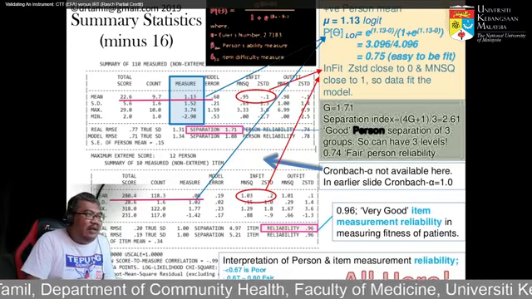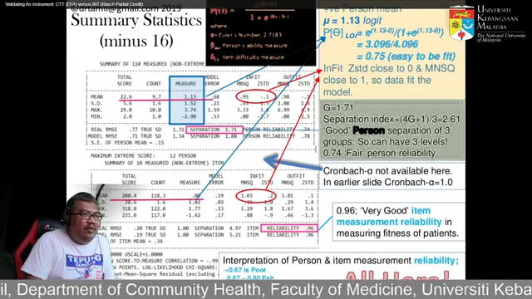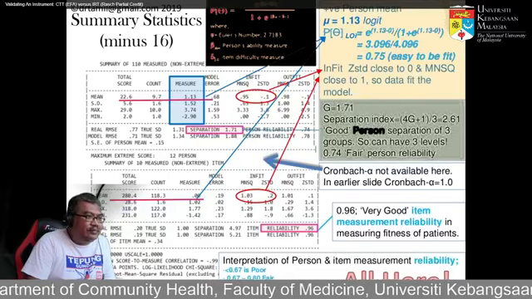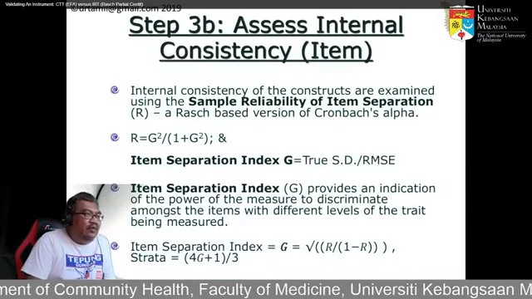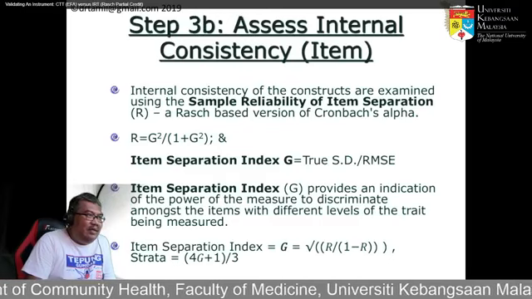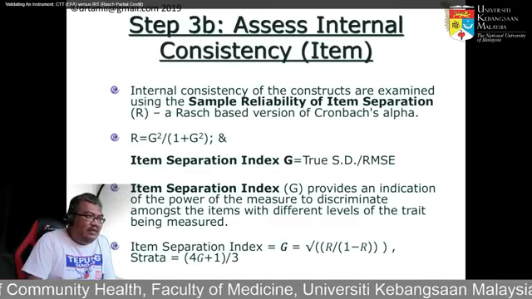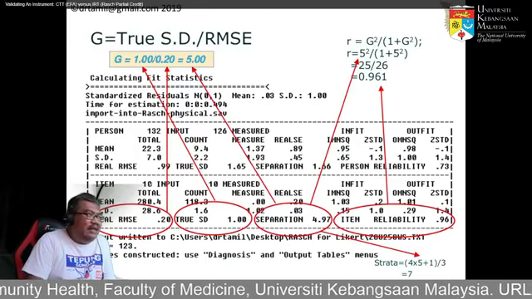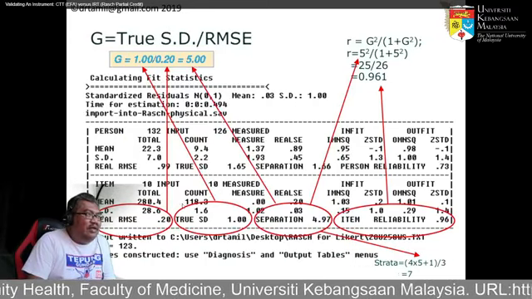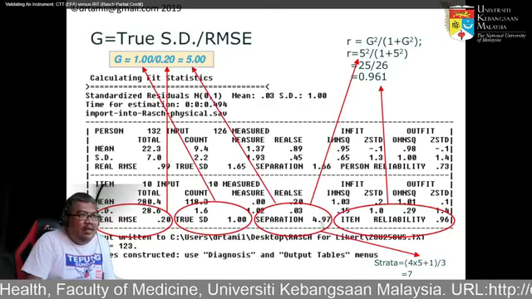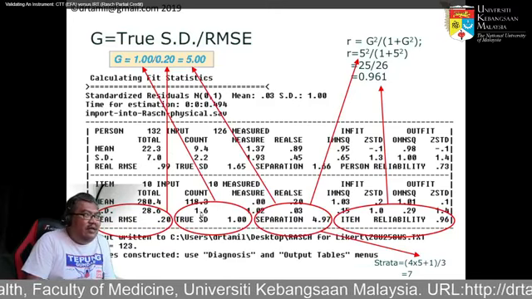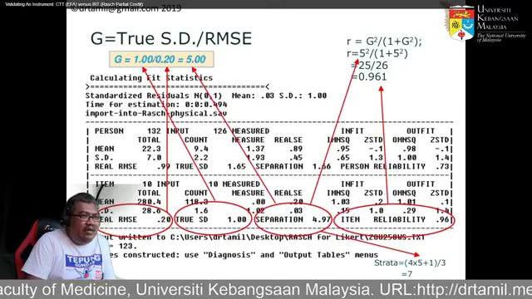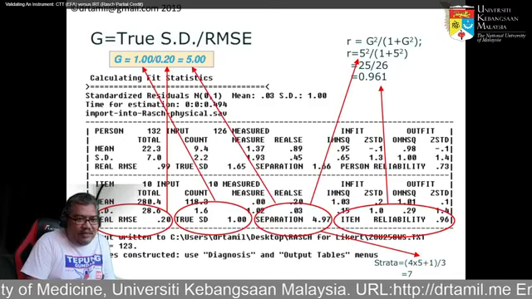Okay, this one is one part. This one is just because for us, we just want to know the reliability index, the R. Then we go for the item, same thing. Again, the G is based on the SD and RMSE. You put in all the calculations. Same thing happen here. Based on the fit statistics, you end up with separation of 5, G of 5. You have R of 0.961. So very high level of reliability.